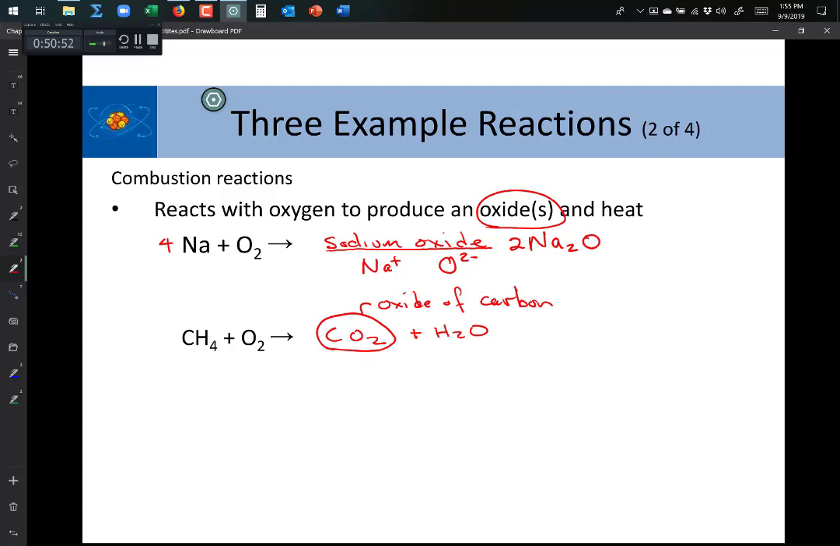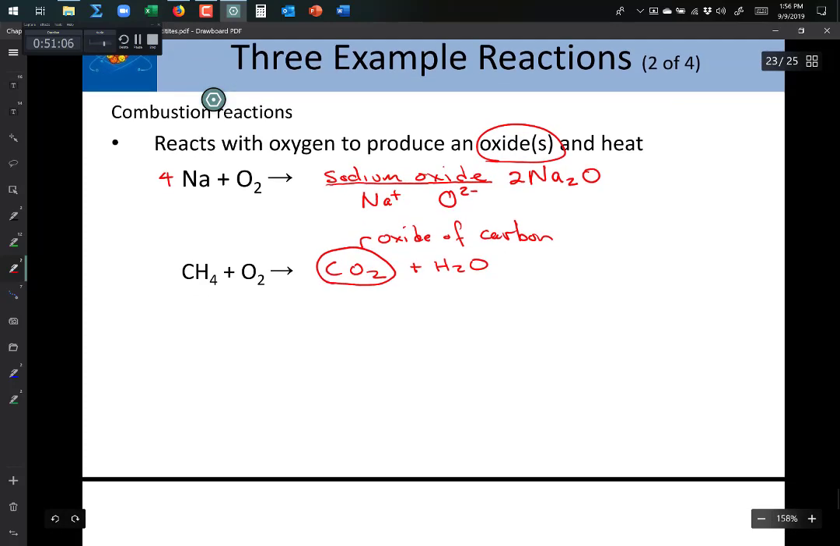Iron, if I said iron, the iron oxide. Now, iron's trickier. You have to know which one, but it's usually plus 3. You have to know some extra chemistry for that. But yeah, you just say it, and then you write it out. Hydrocarbons are weird because you get another product. You get water out, too.